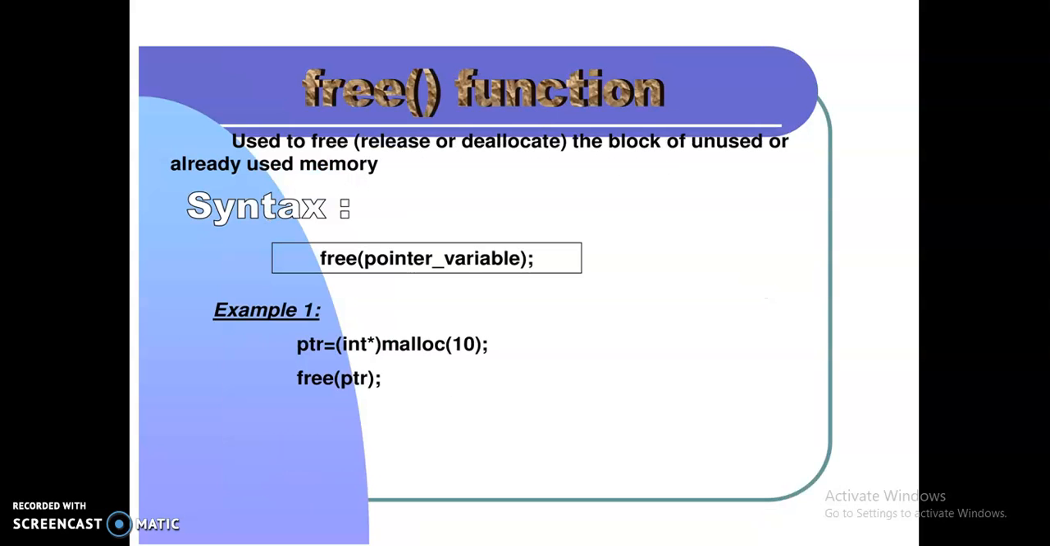This is the free function. This is opposite to malloc, used to release or deallocate the block of unused or already used memory. The function is free pointer variable. The pointer variable means a pointer variable that has already been allocated memory. ptr is equal to int star malloc of 10. This is the memory allocation. This is the pointer variable. 10 memories are allocated. Here by using free, the memories are released.